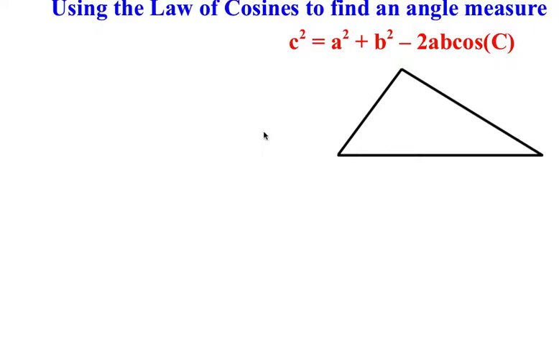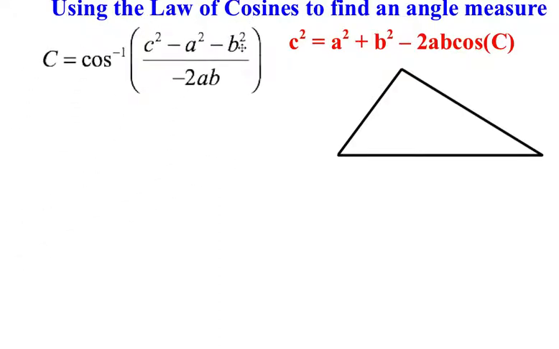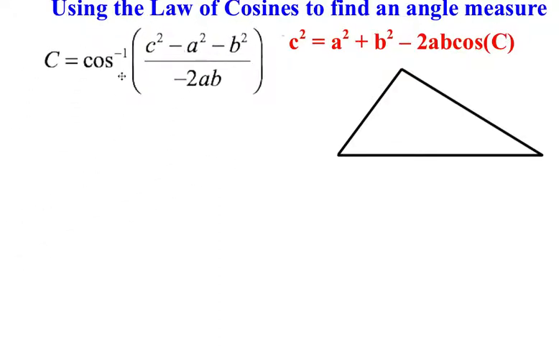The law of cosines to find an angle measure. We know that the law of cosines is c squared equals a squared plus b squared minus 2ab cosine C. But there's another alternate form, which is really the same thing, but just solve for capital C, aka the angle measure. Notice cosine inverse.